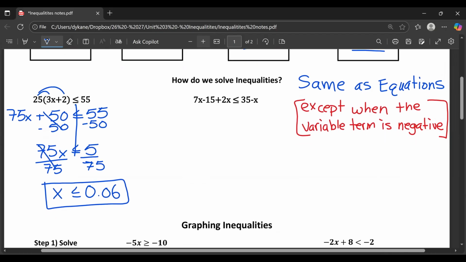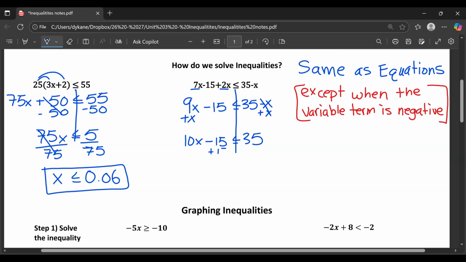Okay, so one more quick example. 7x minus 15 plus 2x is less than or equal to 35 minus x. So I see I have two x's on the same side, so I can combine those. Gives me a total of 9x minus 15 is less than or equal to 35 minus x. Now I have x's on both sides, so I need to cancel one out. I'm going to try and keep my variables positive. So I'm going to cancel out this minus x. So we're going to add x to both sides. So we get 10x minus 15 is less than or equal to 35.